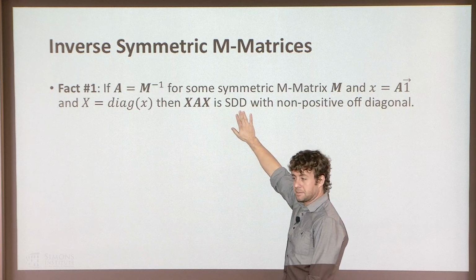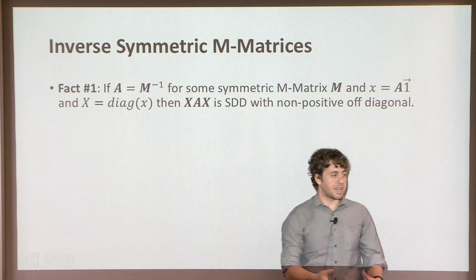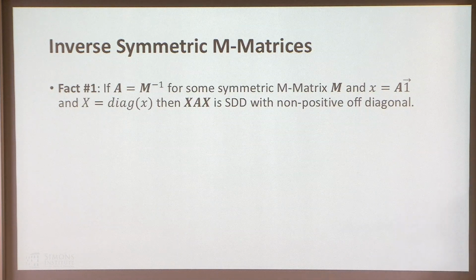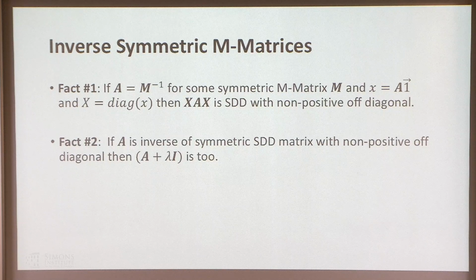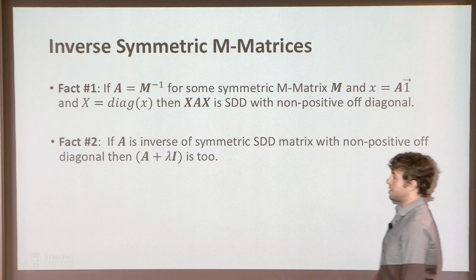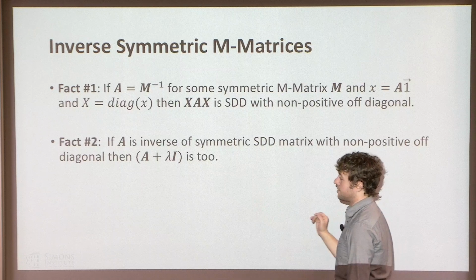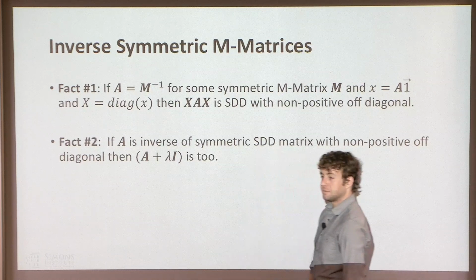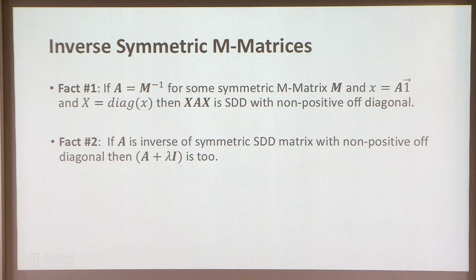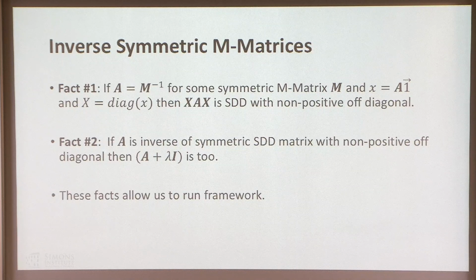And if you're symmetric diagonally dominant, your non-negative combinations of two sparse vectors you know explicitly and you can run the framework. You might be worried about the same pseudoinverse issue, but you can show it holds for SDD matrices too. That if A is an inverse of a symmetric SDD matrix with non-positive off diagonals, so is A plus lambda I. Kind of cool. This lets us run the framework. All right, so that's all I want to say.